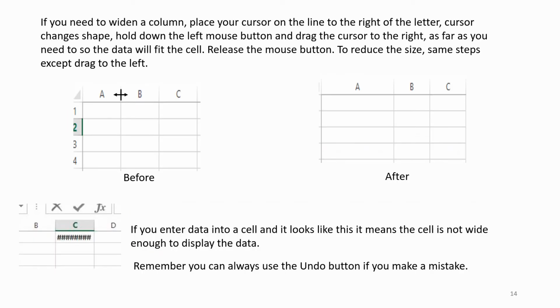If you need to widen a column, place your cursor on the line to the right of the letter. Cursor changes shape. Hold down the left mouse button and drag the cursor to the right as far as you need to so the data will fit in the cell. Release the mouse button. To reduce the size, same steps except drag to the left. Before and after. If you enter data into a cell and it looks like this, it means a cell is not wide enough to display the data. Remember, you can always use the undo button if you make a mistake.